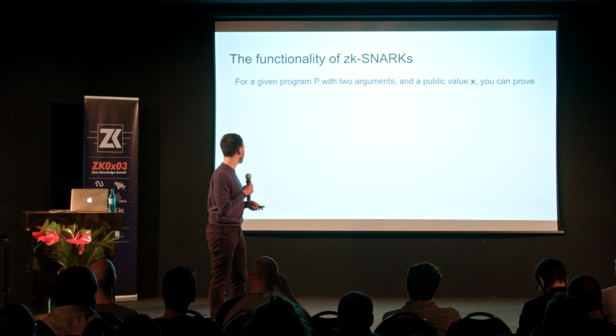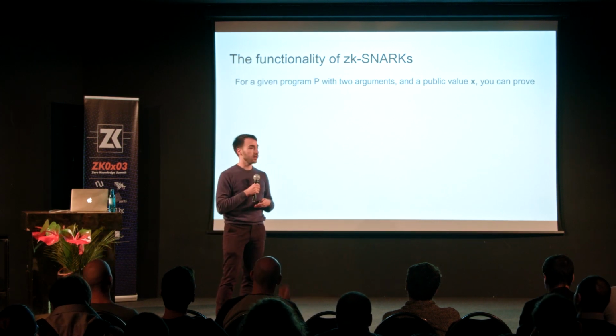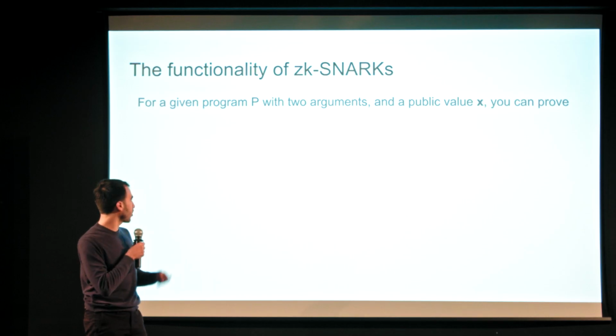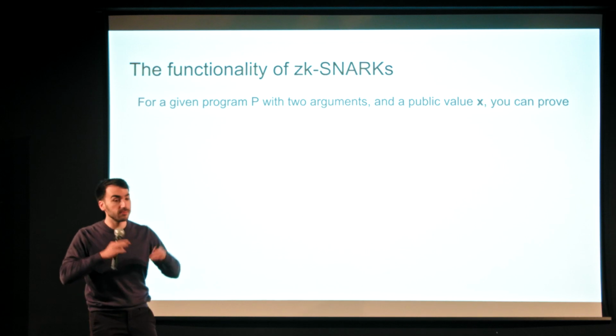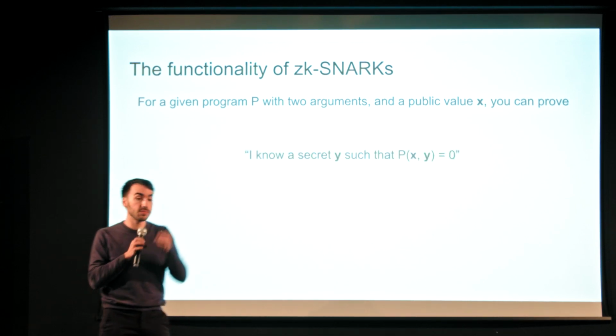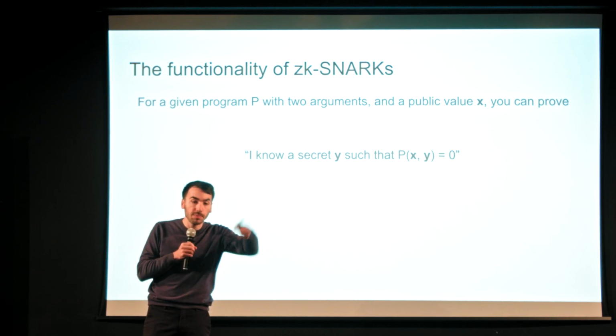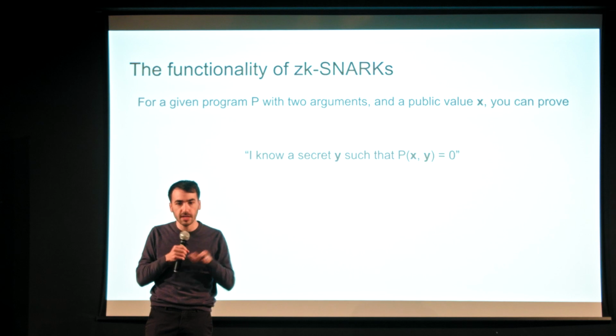But just to set things up, let's say what SNARKs actually do. For a given program P, with, say, 2 arguments and a public value X, what SNARKs let you do is prove statements of the form: I know some secret Y, so that if you run P, my program, on X and Y, it will output 0. That's what SNARKs let you do.